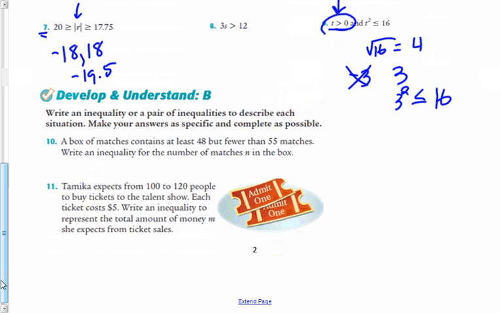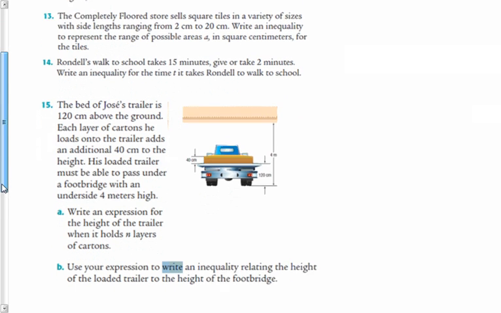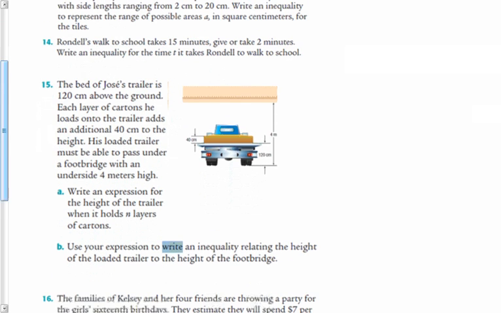All right, let's try a situation with words and see if we can put that into symbols. I'm going to go to the next page, and we're going to do this truck problem here. It says the bed of Jose's trailer is 120 centimeters above the ground. Each layer of cartons he loads onto the trailer adds an additional 40 centimeters to the height. His loaded trailer must be able to pass under a footbridge with an underside that's 4 meters high. Write an expression for the height of the trailer when it holds n layers of carton.